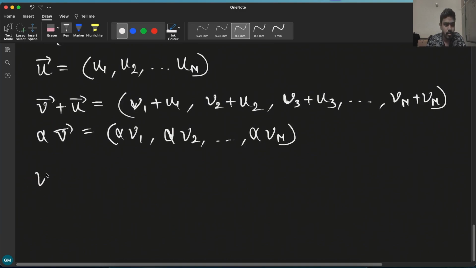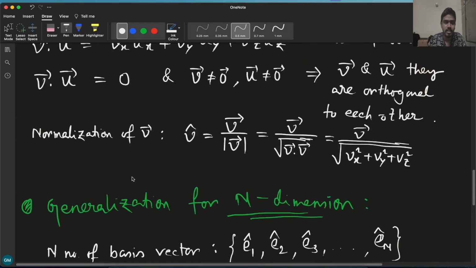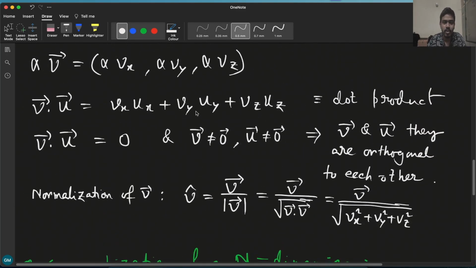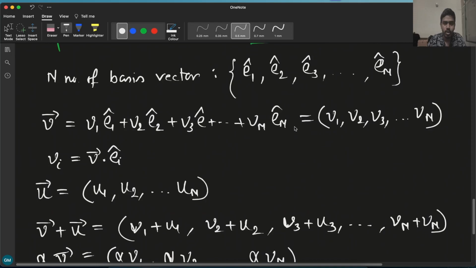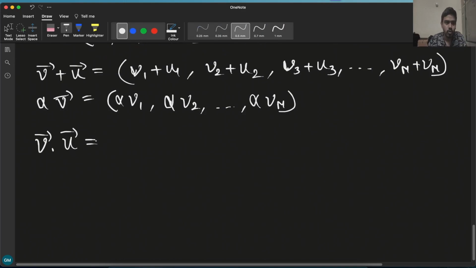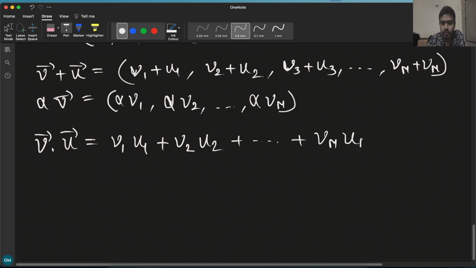and the dot product v dot u, I will follow the same algebra basically. So algebra is saying vx ux plus vy uy. So if I follow the same algebra, then v dot u will be v1 u1 plus v2 u2 plus v3 u3 plus dot dot dot plus vn un. So this is how the dot product is defined for n dimensional Cartesian vectors.